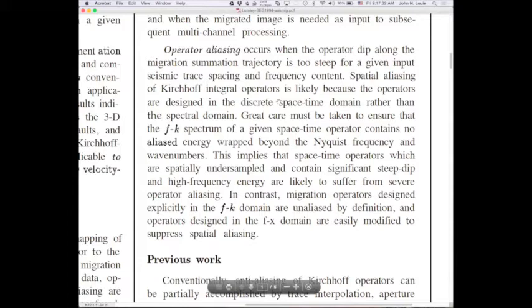And also, if we're migrating like we did in the WMIG program in 706 in the FX domain, right? It was a finite difference migration that was still in the frequency domain. And of course, there you can easily modify the frequencies that you incorporate to suppress spatial aliasing of the operator. So the operator aliasing is really a prominent problem with this space and time domain Kirchhoff migration.